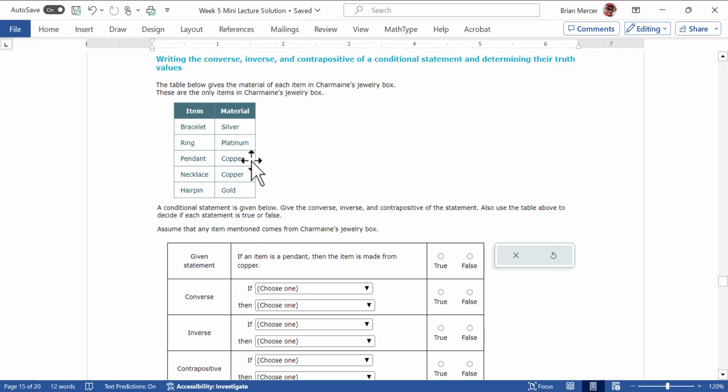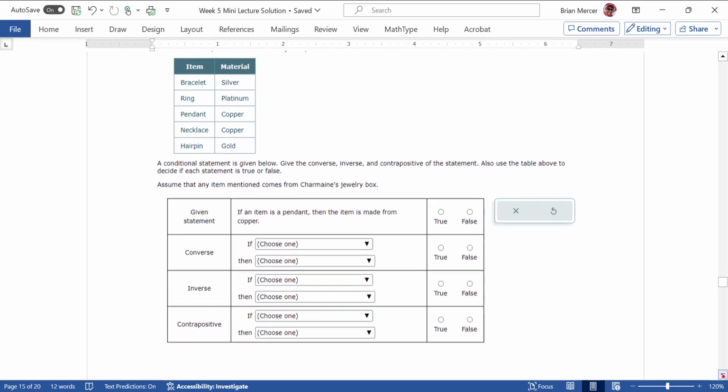So in this video, we are looking at writing the converse, the inverse, and the contrapositive of a conditional statement, and then determining their truth values. It's important just to understand the definitions of converse, inverse, and contrapositive, and I encourage you to click on explain or check the textbook or both in ALEKS just to get a good sense of these definitions.